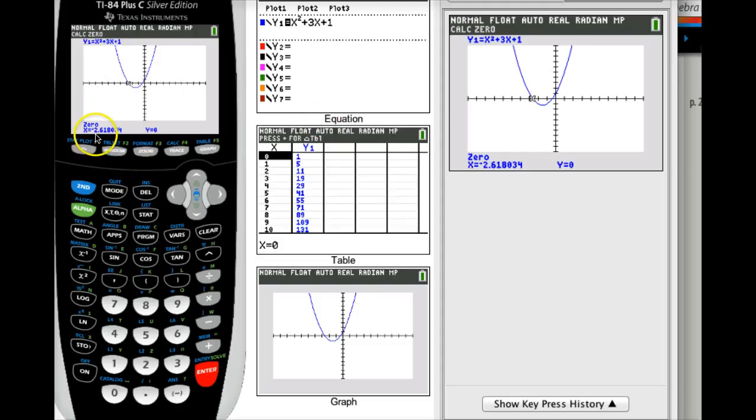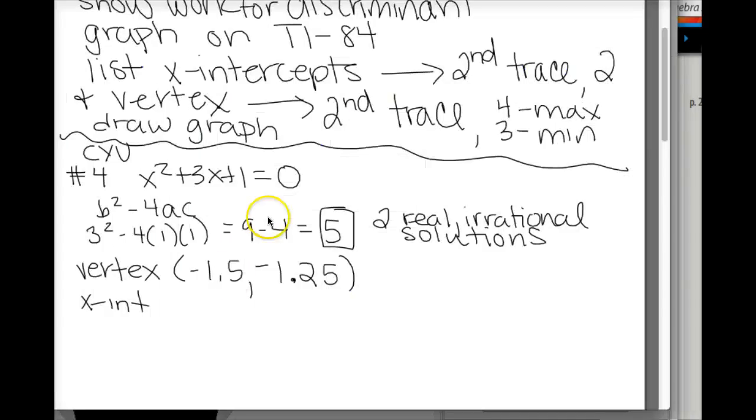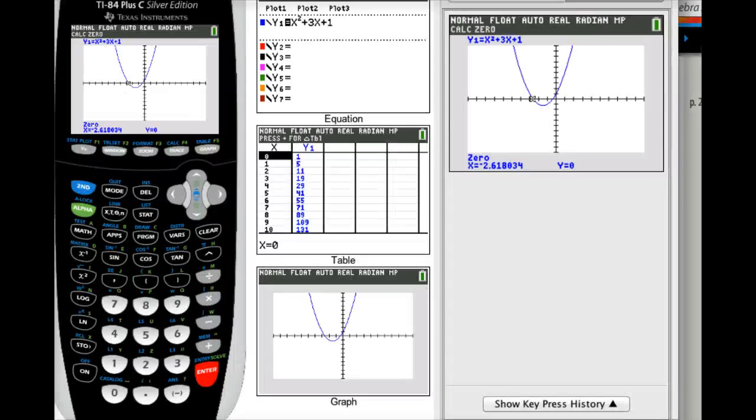So I'm going to do negative 2.62. So x-intercepts. My first one is negative 2.620. And then I know there's another one because I can see it, and because there should be 2 real irrational x-intercepts as well. So find the other one now, second trace, choice 2 again.